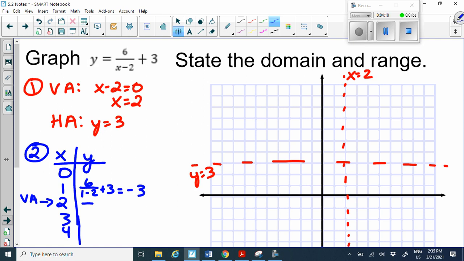Okay, now plugging 0 into there, we get 6 divided by negative 2. And so that will give us negative 3 and then plus 3. I think that gives us 0 there.